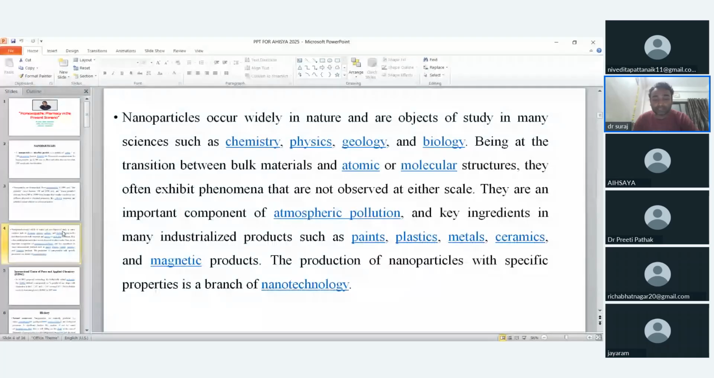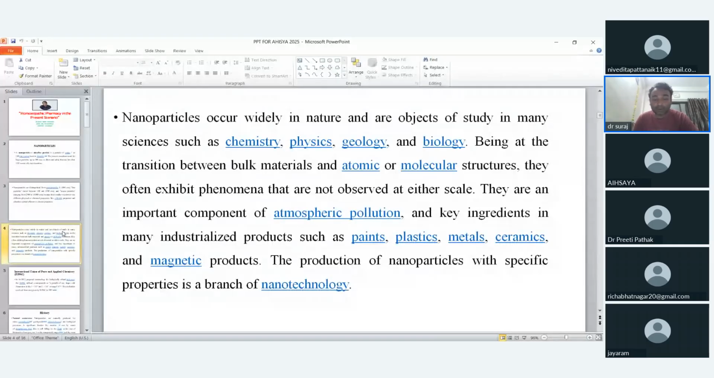And they are a very important component of atmospheric pollution. When we talk about pollution, in the atmosphere there are so many carbon nanoparticles and so many metallic nanoparticles. These metallic and carbon nanoparticles are responsible for certain disease conditions or pathology which affect human life or living entities, either plants, animals, or lower vertebrates. So this is a very important part.